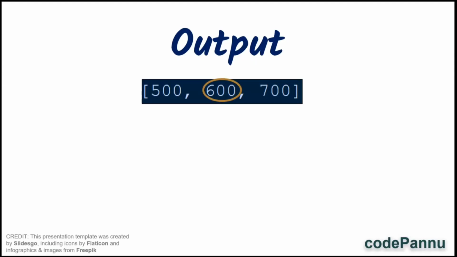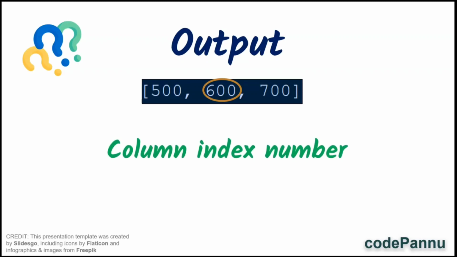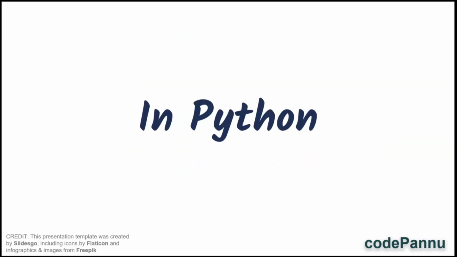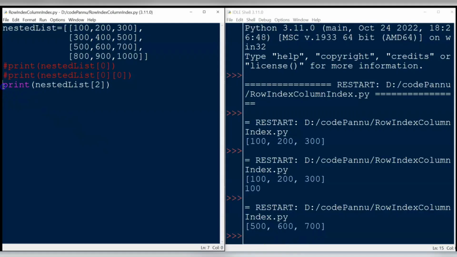Now, we want to print the item 600 from this output. So, what do we do? To get one item from this output, we should add the column index number. 600 is the second item in the output and the column index number will be 1 because the index number starts with 0, 1, 2, etc. Let us go to Python again. First, let me comment the statement print nested list with the index 2 and then let us write print, open bracket, nested list, open the square bracket, 2, close the square bracket and open the square bracket again, write 1, close the square bracket and close the round bracket.